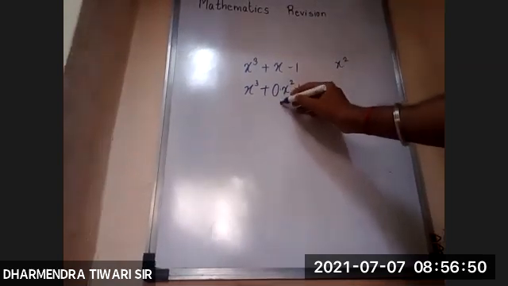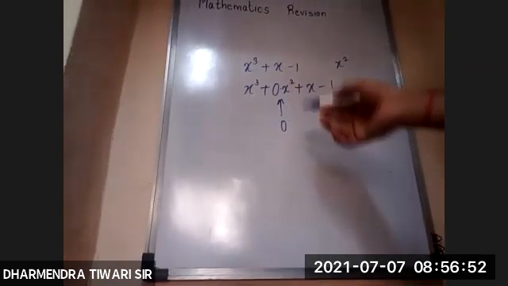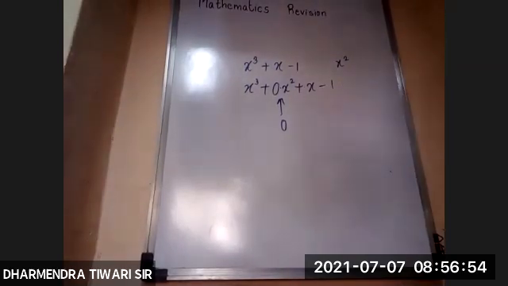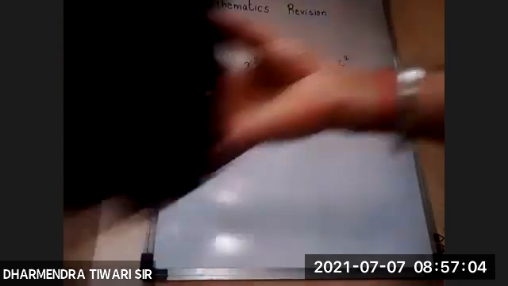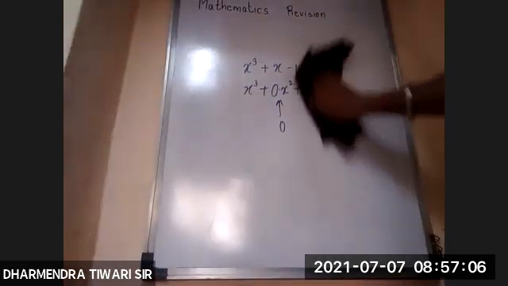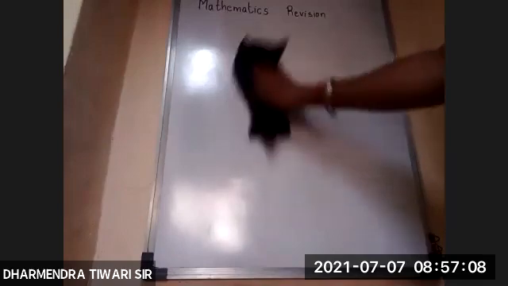0 into x square is 0. This means same as writing nothing, just to represent where is our x square or whenever it is required. So this is also one of the ways to represent a polynomial in descending order.